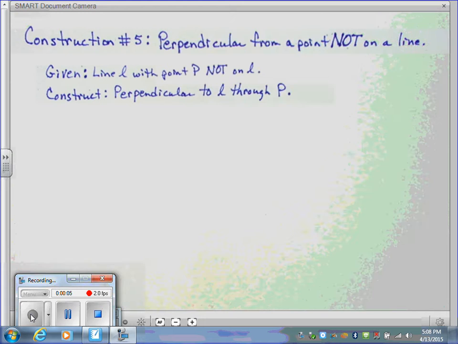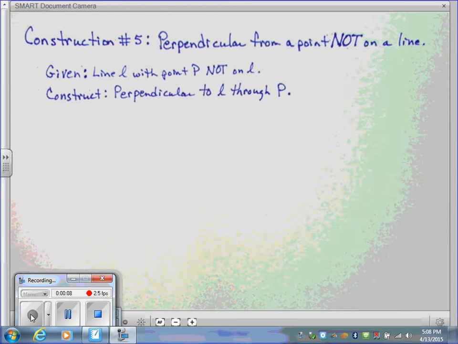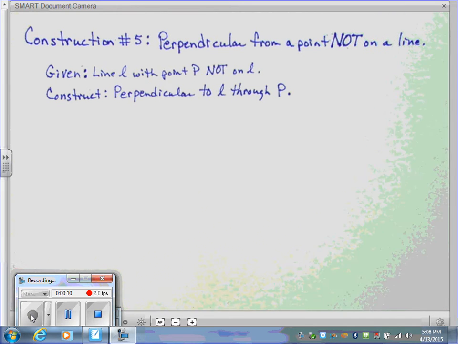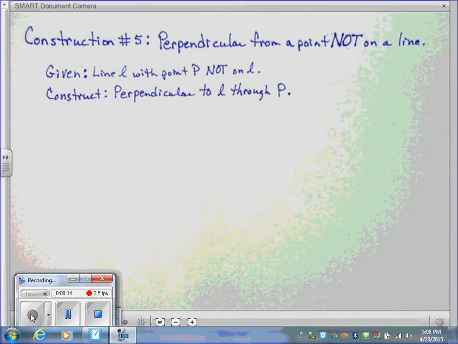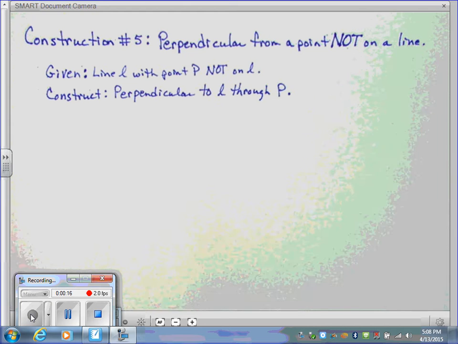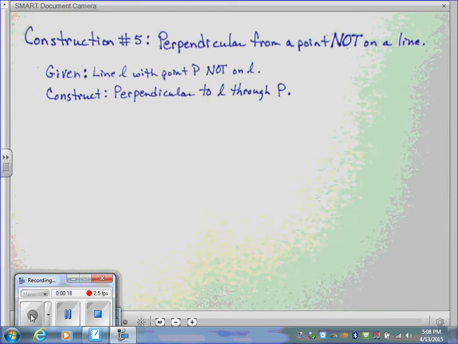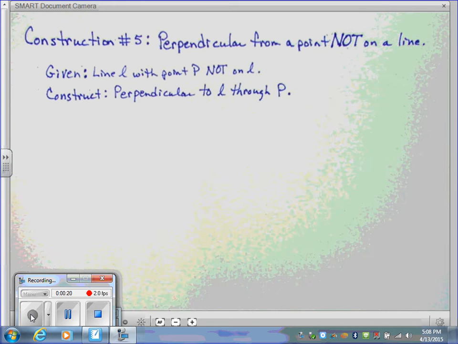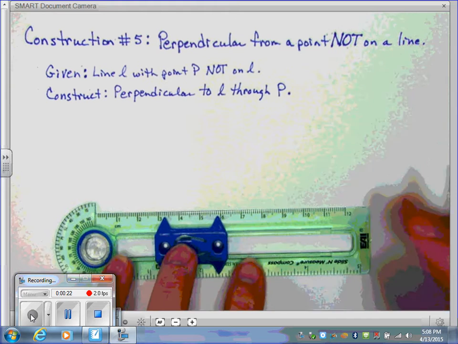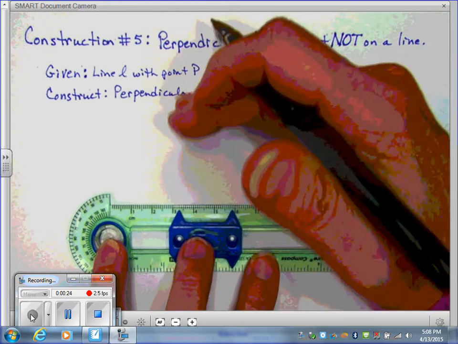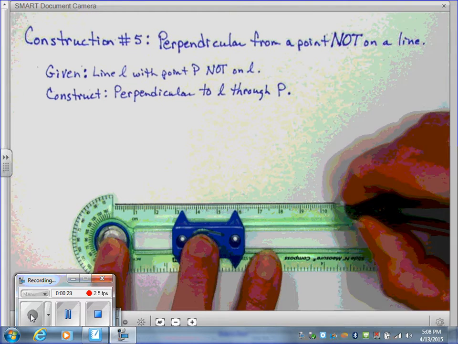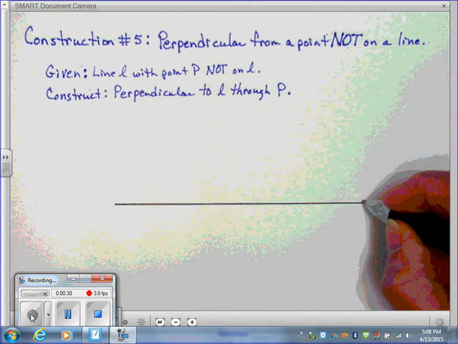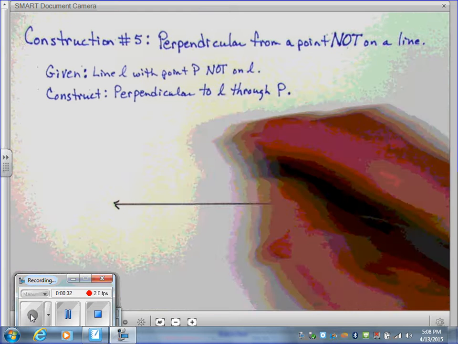Okay, here we go. Construction number 5. This is the perpendicular from a point not on a line. The situation that you're given is a line L with point P not on L. So here we go. Move down from these words and draw a line, arrows on both ends. And this is line L.